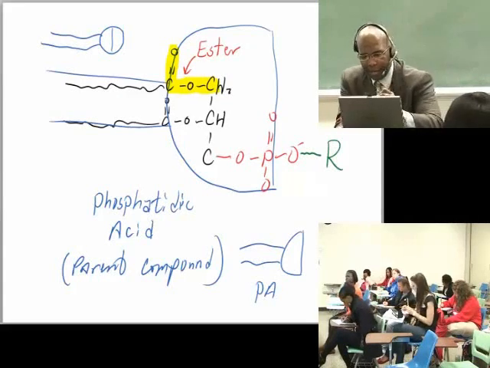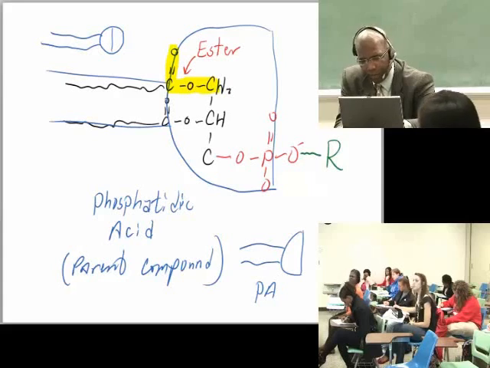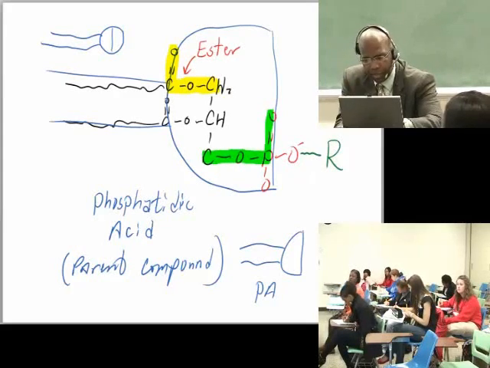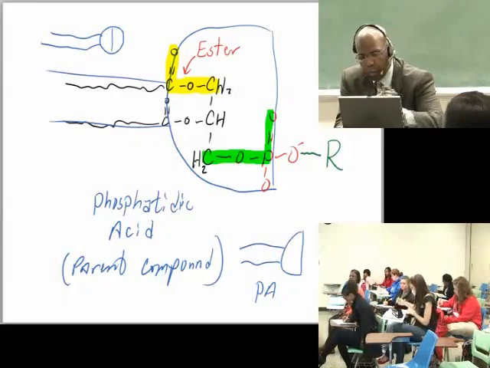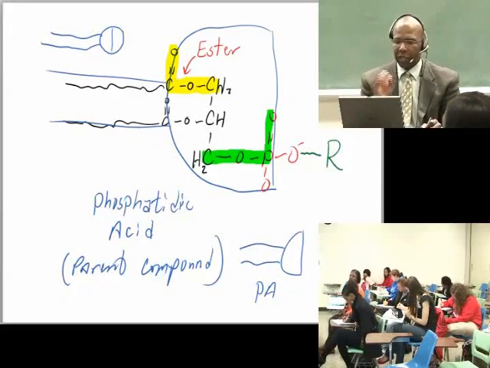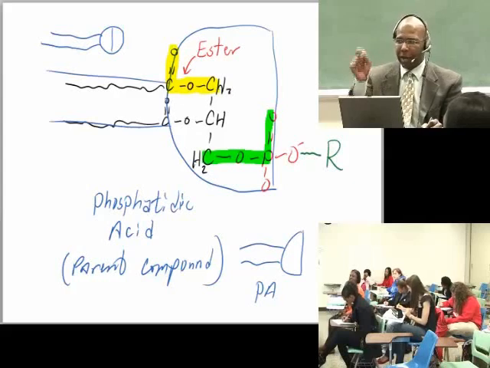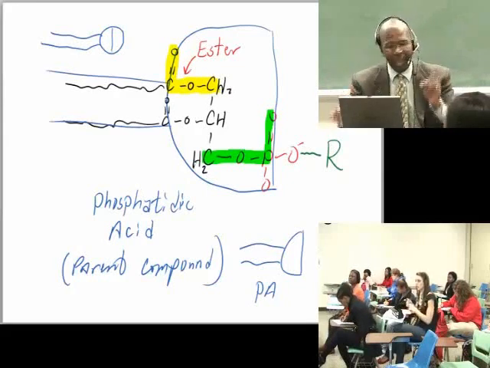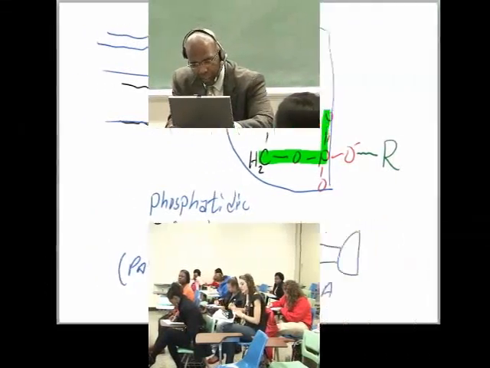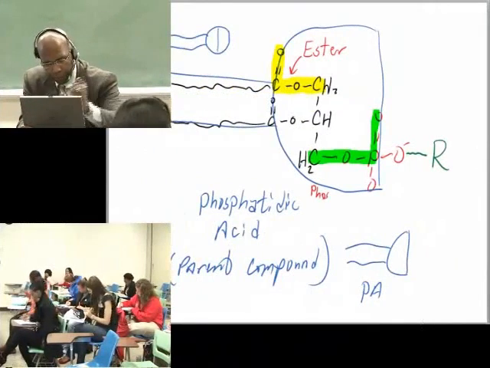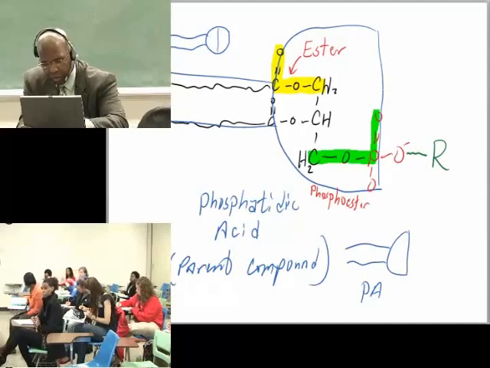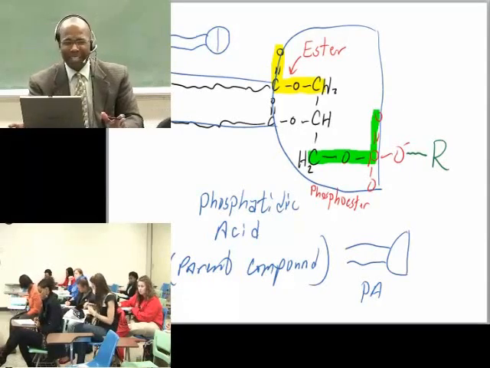Okay. Now, I'm going to ask you another one. That's the yellow one. What about this green one here? Okay. I forgot my H's here. What type of bond is shown in green here? A P double bond O-O-R. A phosphoester. And so this is a phosphoester. Does that make sense?